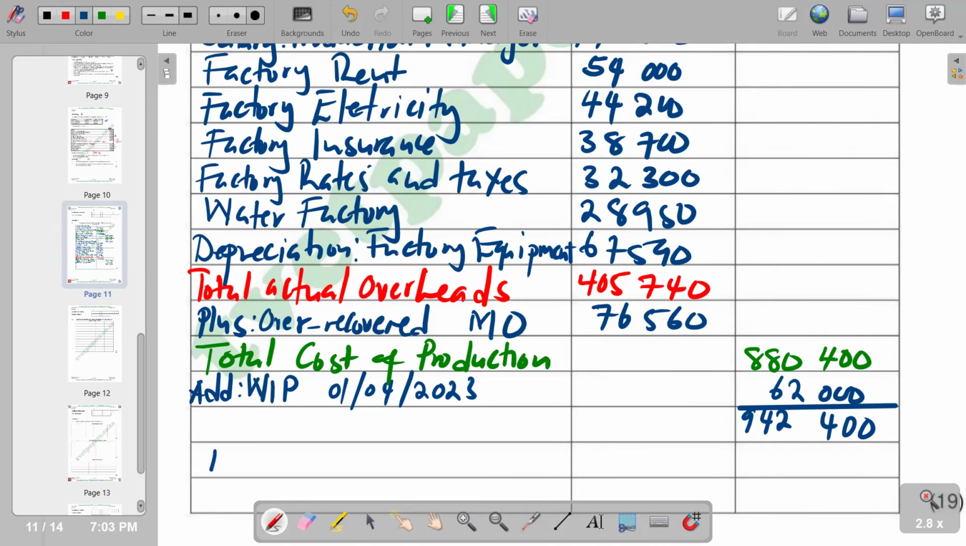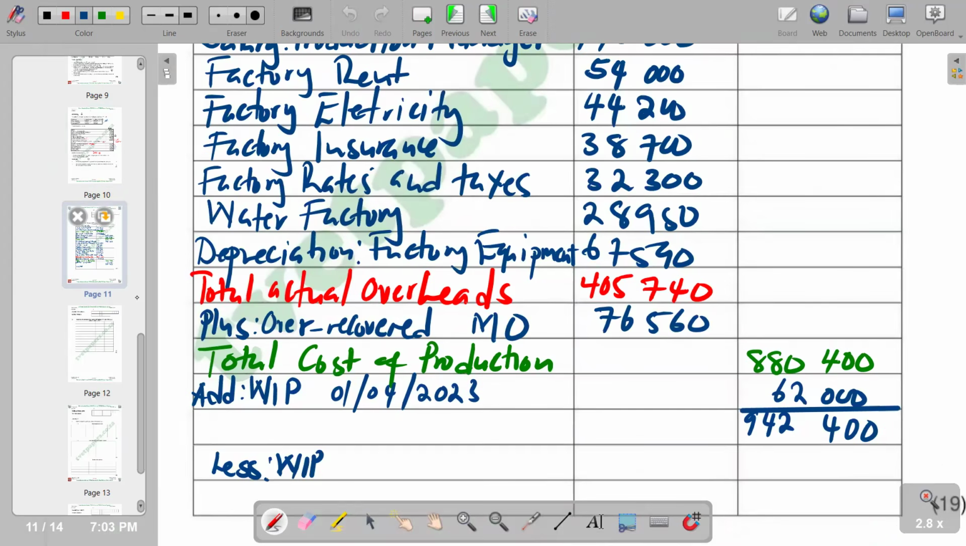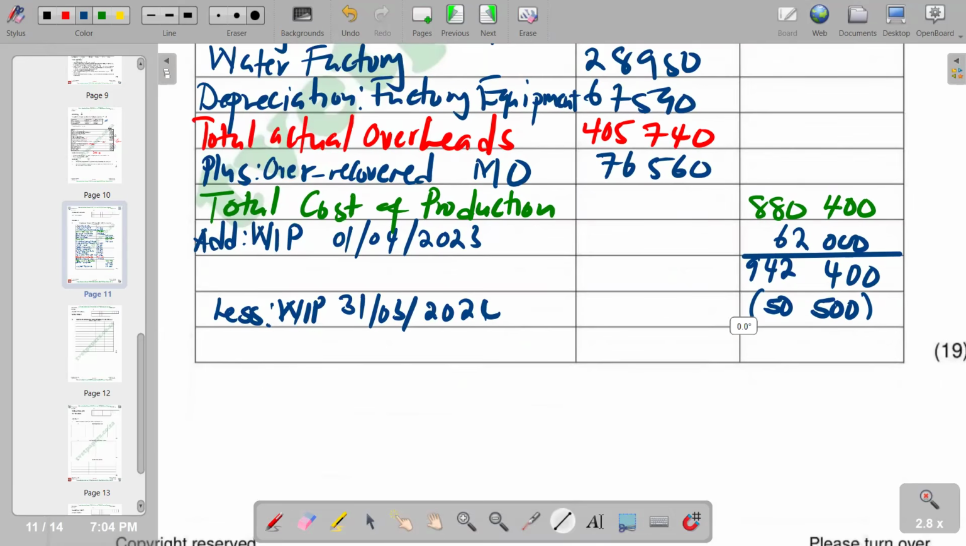And then we less closing work in process. So this is work in process, dated 31 March 2024, with an amount of 50,500. We check. We have got an amount of 50,500, and we are saying less, so we are subtracting, we put brackets. Then in terms of the date, remember it's 31/03/2024. And we calculate it there to arrive at the final figure, which is going to be cost of production of finished goods.